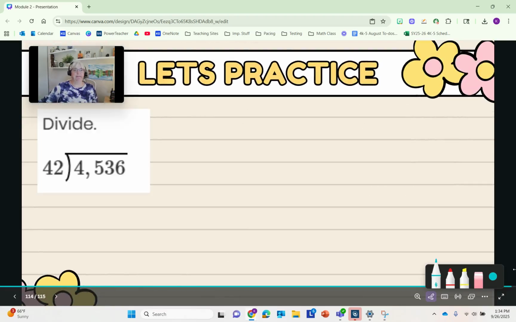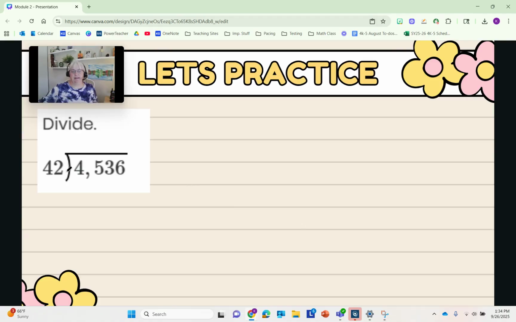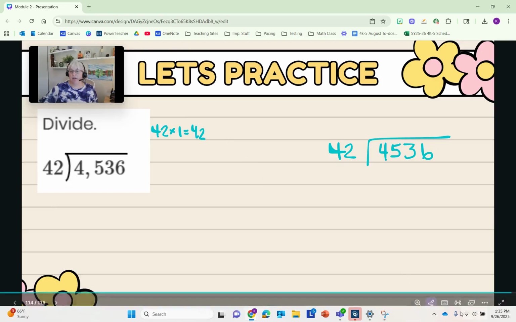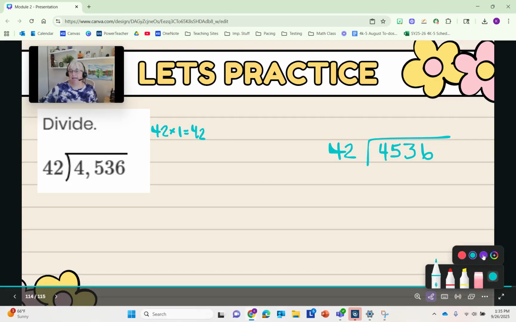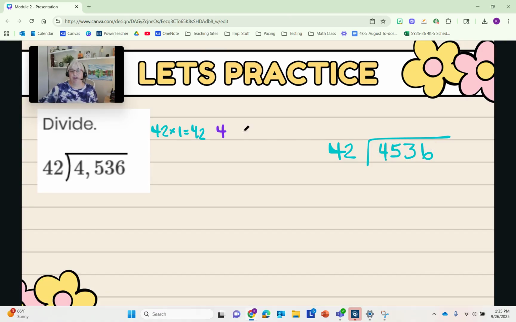One more problem to look at. This is a bigger one. Divide 4,536 by 42. 4,536 divided by 42. This is probably going to be a time where I'm going to need more of these factor tables, I call them. Here's 42 times the power of 1, 42. Now I'm going to do 42 times power of 10. And we're trying to get as close to 4,536 as possible.